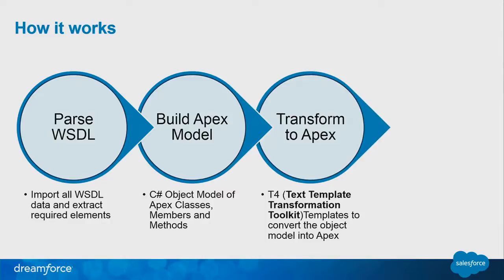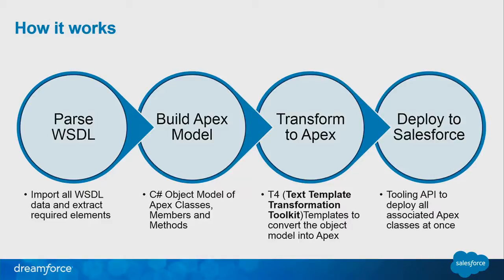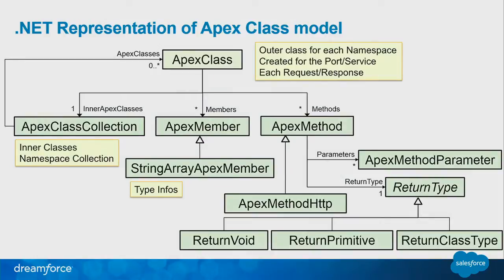That's passed on to a .NET technology that's called T4 templates. What that does, without going into too much detail, is transforms that object model into a string that represents the body of that Apex class. And that's ready for deployment to Salesforce. And then finally, it uses the tooling API to deploy those Apex classes to your Salesforce org if you'd like.